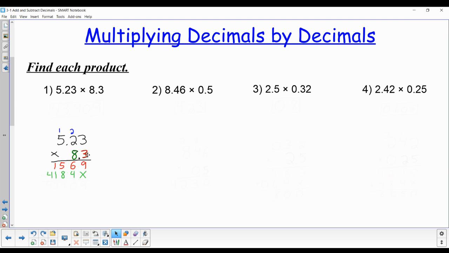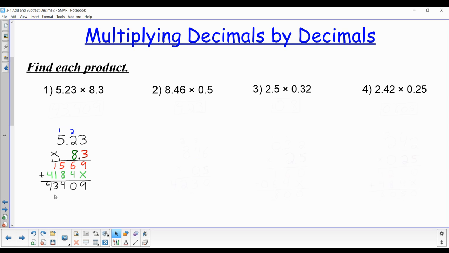Once you have multiplied each of the numbers in the smaller number, or shorter number, I should say, you add. 9 plus 0 is 9. 6 plus 4 is 10. Put the 0, carry the 1. 5 plus 8 is 13. Plus 1 makes it 14. 1 plus 1 plus 1 is 3. And then 0 plus 4 is 4.